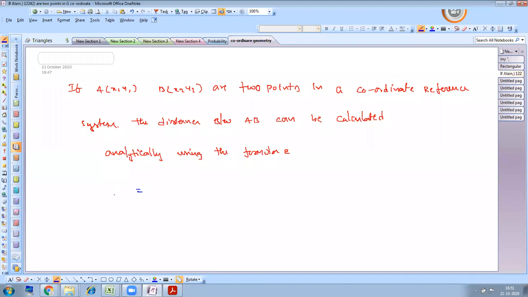Will be equal to the distance AB: square root of the subtraction of abscissas whole square plus the subtraction of ordinates whole square. That is, square root of (x2 minus x1) whole square plus (y2 minus y1) whole square. So how to derive this formula, I will show you here.